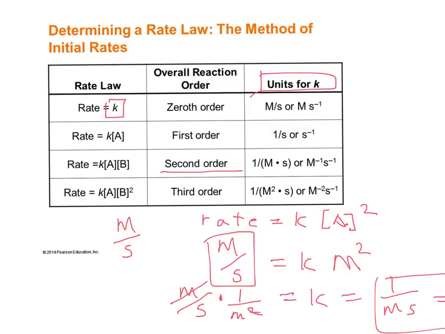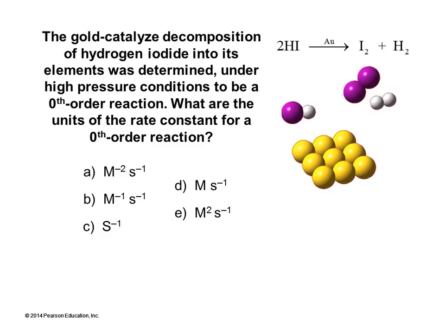This is a very common test question, by the way, on national exams and on your test bank, is they'll give you a reaction and they'll want to know what the units of the rate constant are. They won't ask you anything else, they'll just ask you the units of the rate constant. Alright, gold catalyzed decomposition of hydrogen iodide into its elements was determined under high pressure conditions to be 0th order. What are the units of the rate constant for a 0 order reaction?